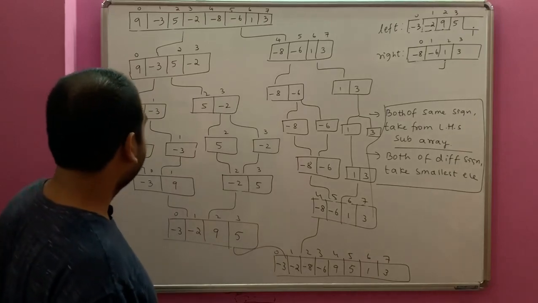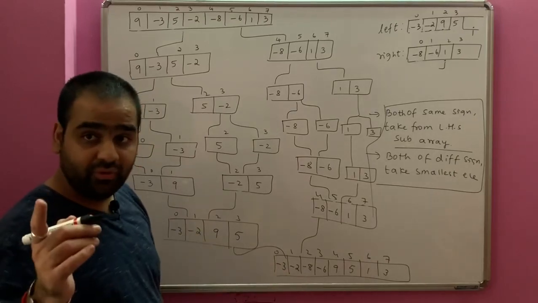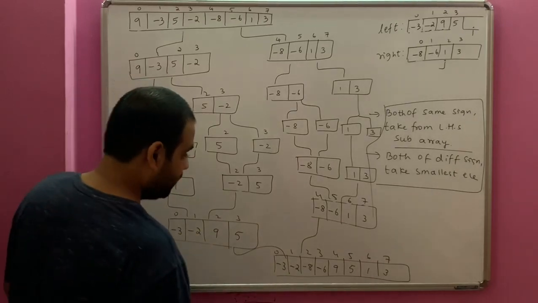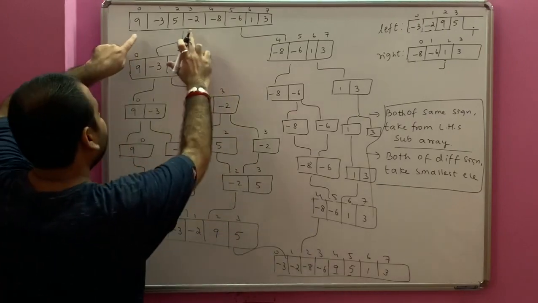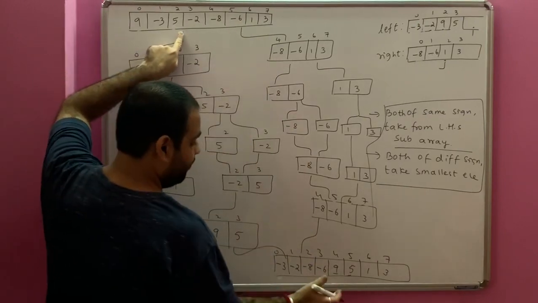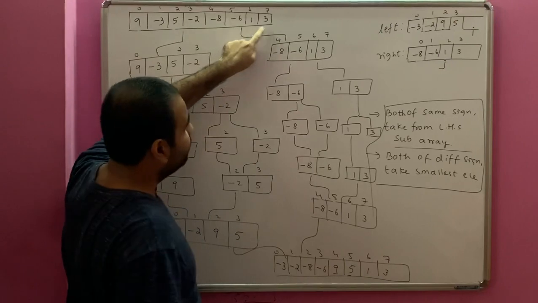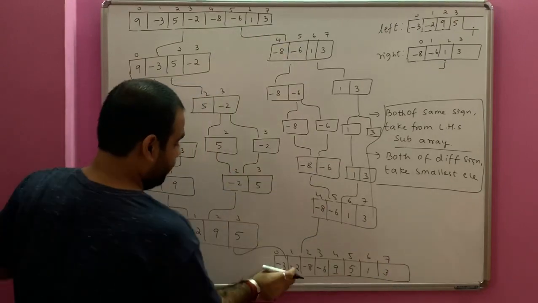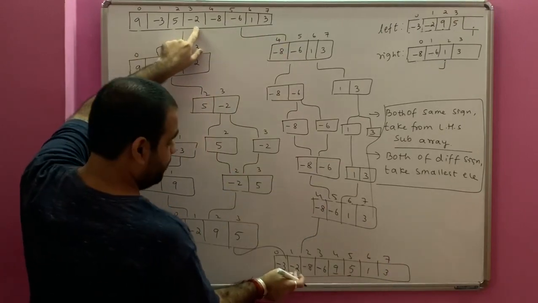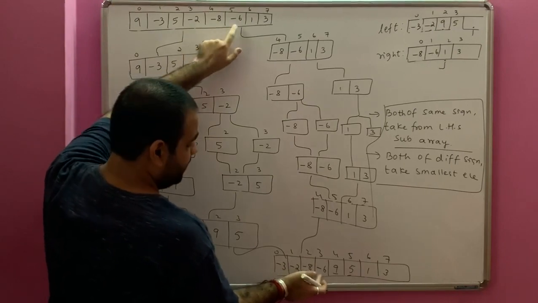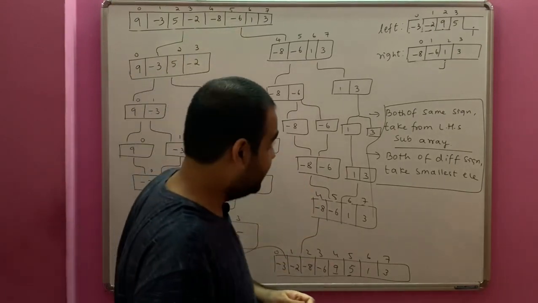Now you see here all the elements are segregated with the order being maintained. Now see here, 9 appears before 5, 5 appears before 1, 1 appears before 3, yes. Now -3 appears before -2, -2 appears before -8, -8 appears before -6, and it is being done.